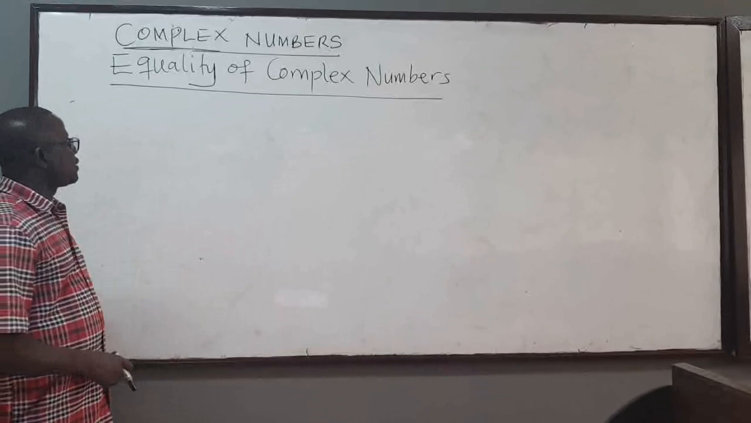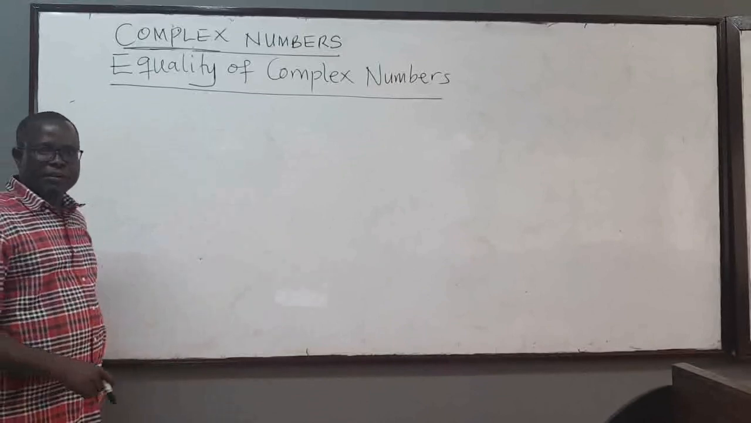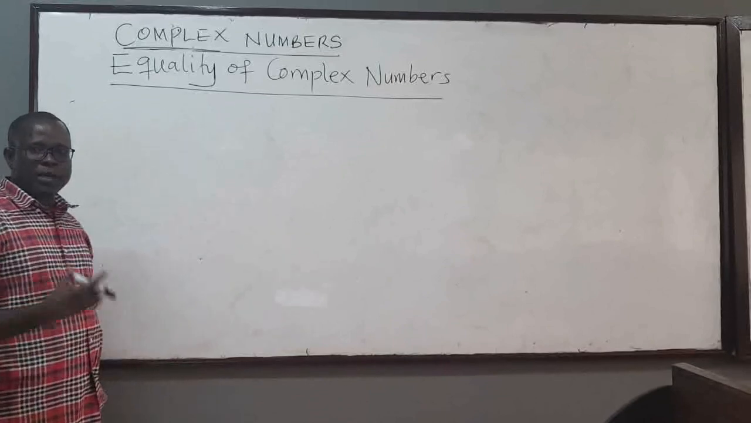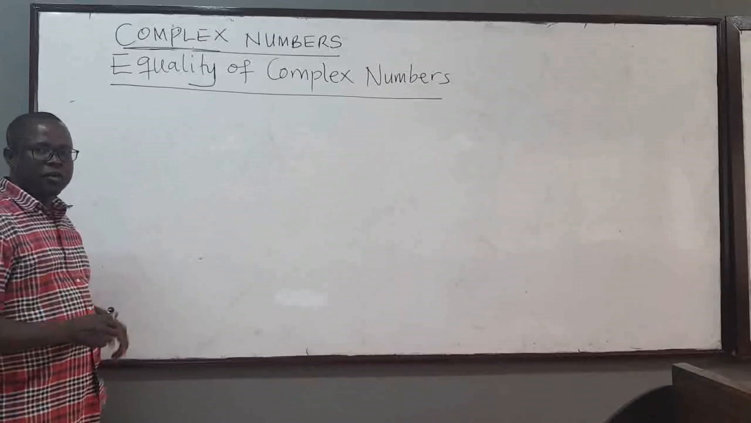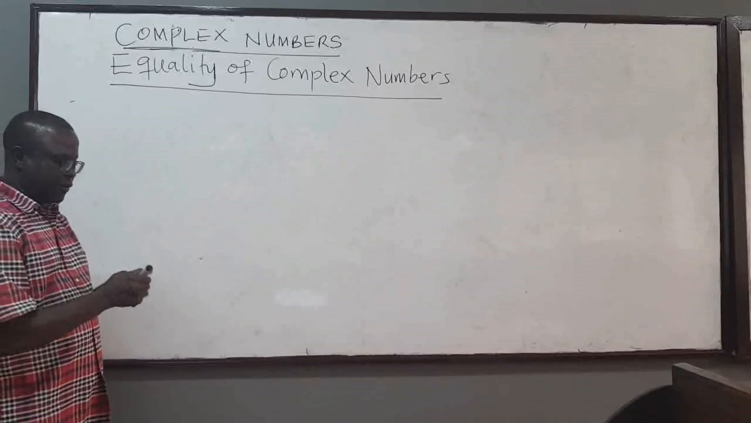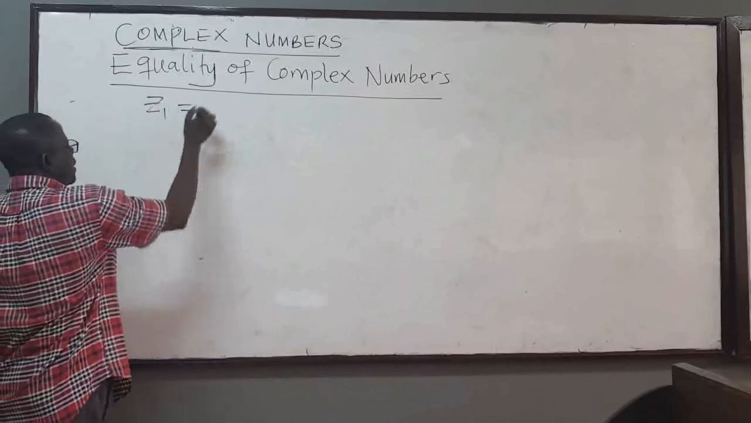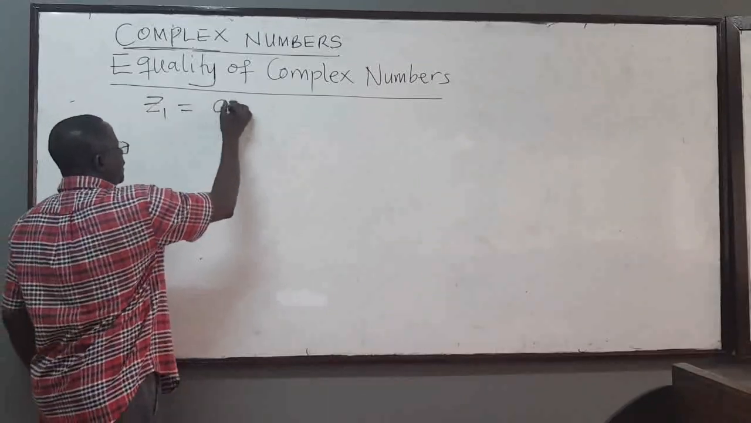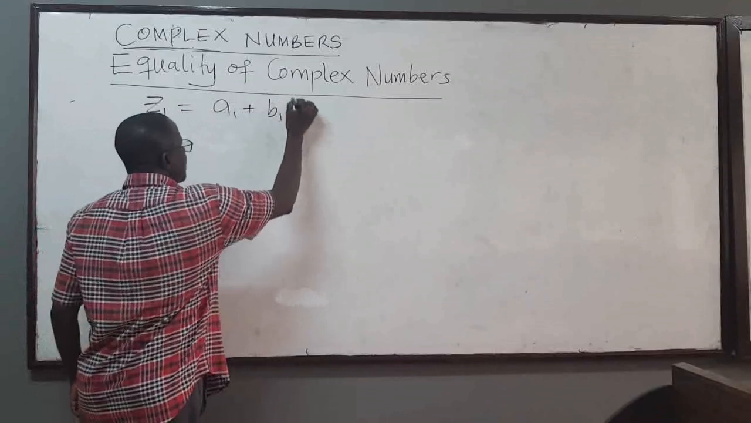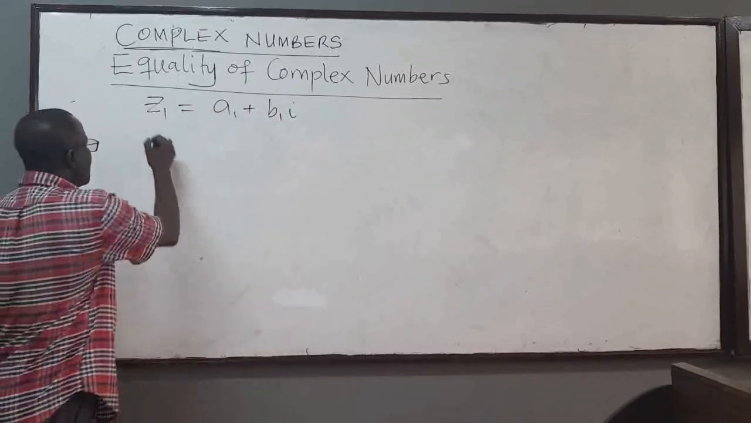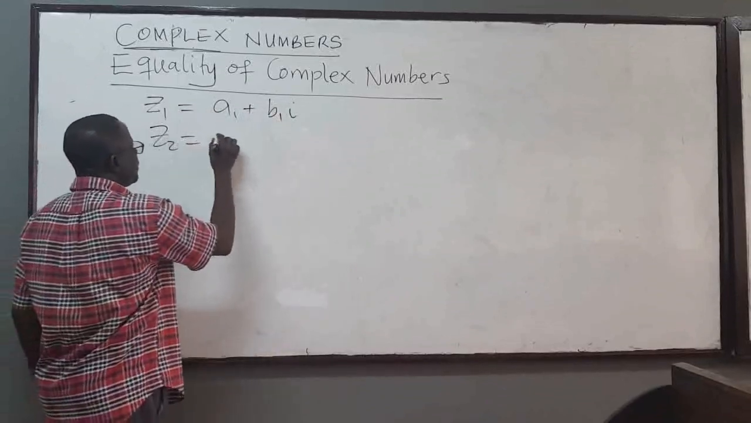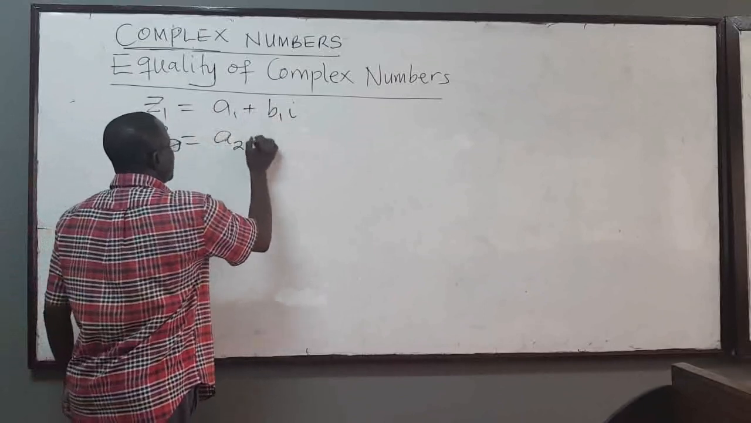Today we want to learn something about the equality of complex numbers. In other words, what do we mean when we say that two complex numbers are equal? So assume that you have a complex number, let's call it Z1, and this is equal to, say, a1 plus b1i. And you have a second complex number Z2, which is equal to, let's call this a2 plus b2i.